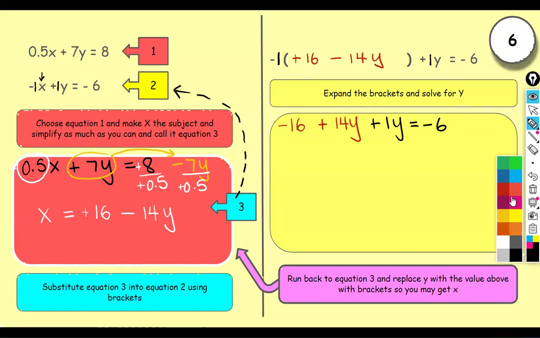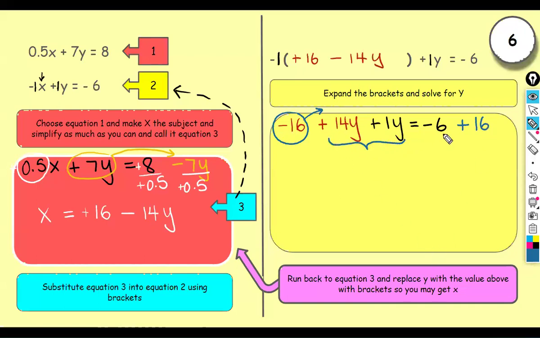So, some different colors. We got blue. -16, throw it across, you get positive 16. Simplify this, and put an equal sign. 14y plus 1y is 15y. -6 plus 16 is positive 10. I'm watching my signs here, so I have no errors. We want to solve for what? y. My positive 15 is a multiply, throw it across, you get what?